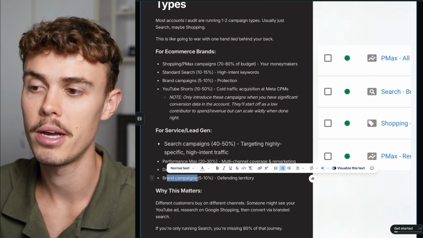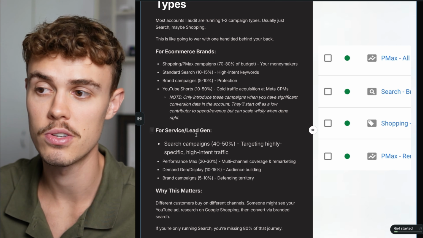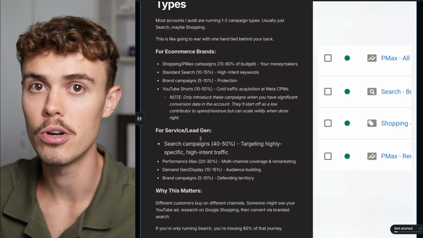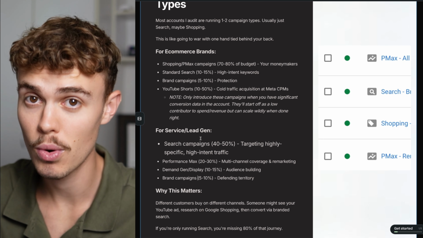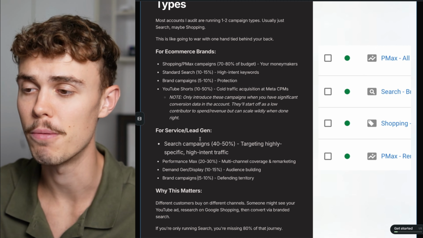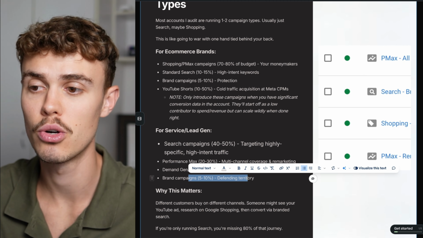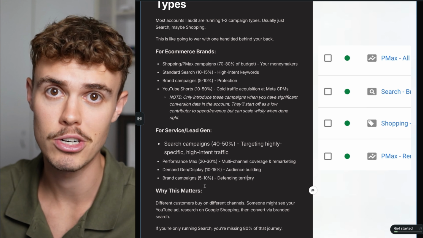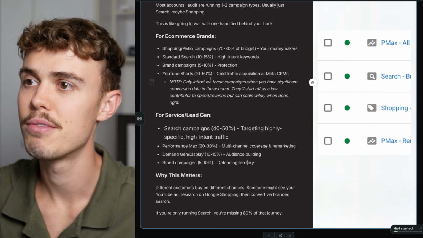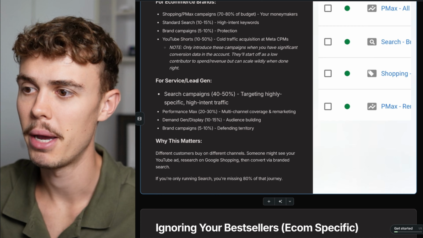And then finally, branded campaigns. Once again, I recommend running them for service-based businesses too, because you can easily get kicked out of the top spot by competitors if they are bidding on your brand name, which can be critically important in service-based businesses that have tight local competition. So make sure that you are defending your territory as a brand with 5 to 10% of your budget allocated towards branded keywords.